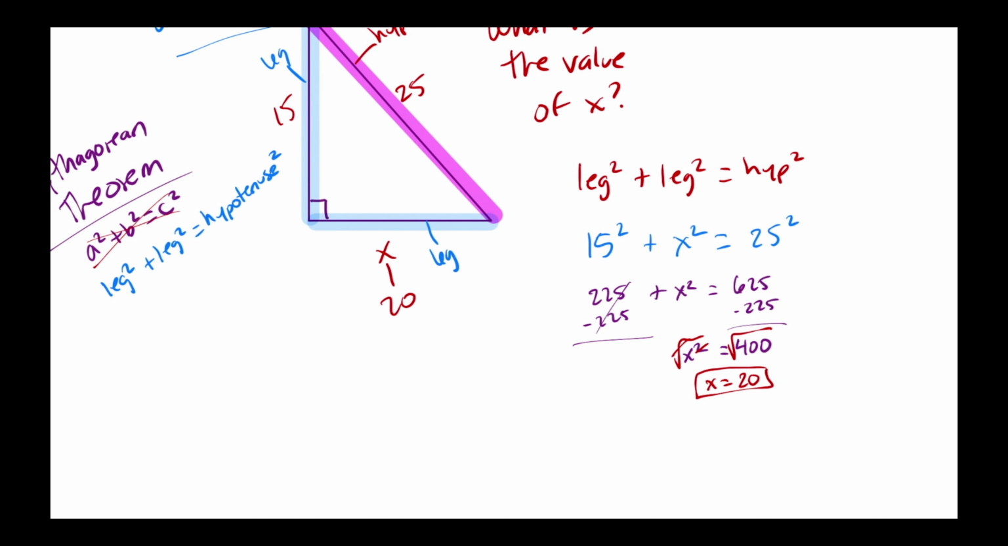So if you know two sides of a right triangle, use the Pythagorean theorem to find the third side. You're going to need to do this sometimes when we're doing some trigonometry.